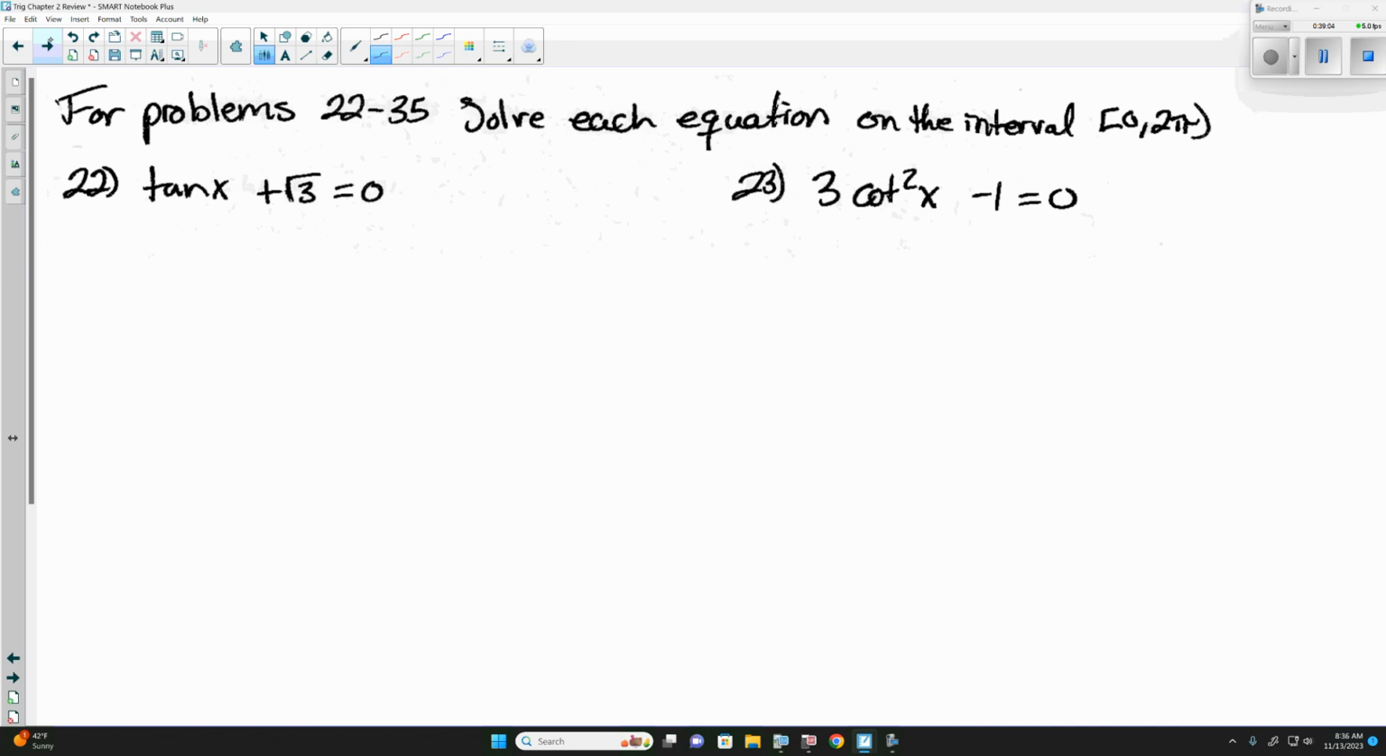Solve each on the interval of 0 to 2 pi. Do we want to look at 22 or 23? 22. Tangent of x plus the square root of 3 equals 0. Well, since tangent of x is the only trig function that we have, we can subtract square root of 3 from both sides, telling us that tangent of x is equal to negative square root of 3.